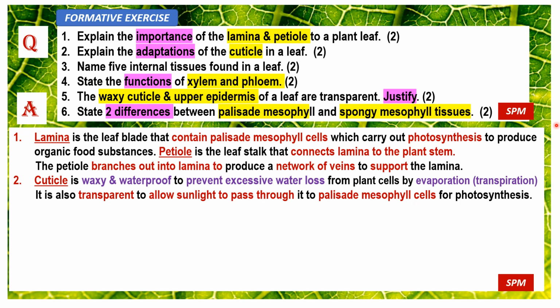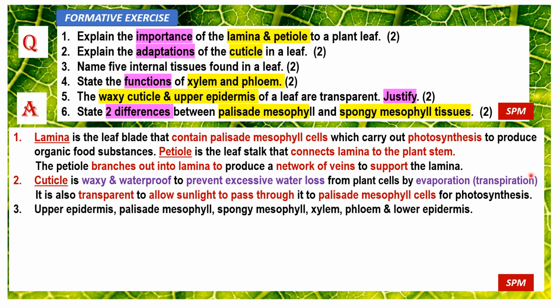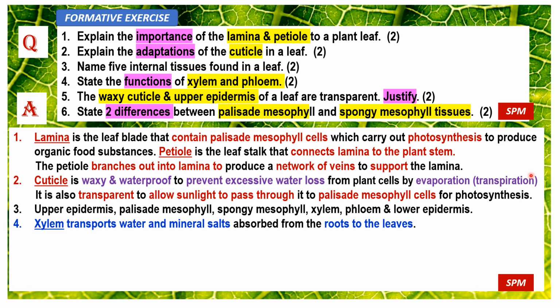Alright, so sunlight passes through the cuticle and also through the transparent epidermis to the palisade mesophyll cells below, so that these palisade mesophyll cells can carry out photosynthesis. Third question, name 5 internal tissues found in a leaf. So they are the upper epidermis, palisade mesophyll layer, spongy mesophyll tissues, xylem tissues, phloem tissues, and the lower epidermis.